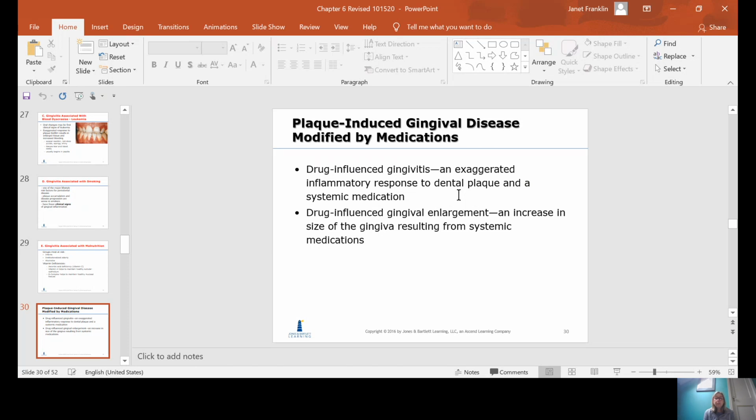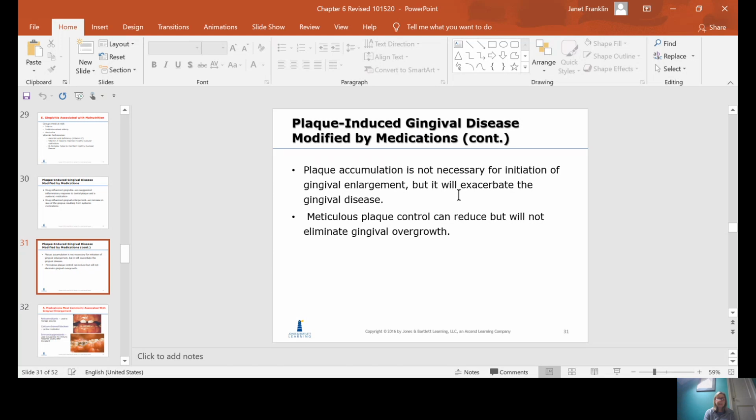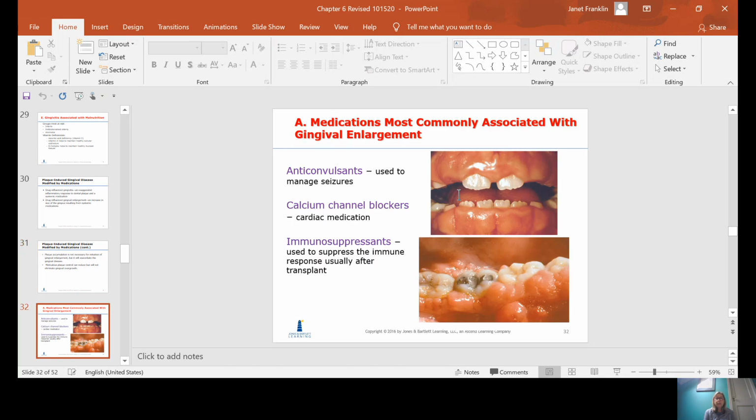Drug-induced gingival enlargement is an increase in the size of the gingiva resulting from systemic medications. Let me show you some examples of that. This is what gingival enlargement looks like. There are three main categories of medications that cause this. Anticonvulsants, which are used to manage seizures. Calcium channel blockers, a cardiac medication for high blood pressure. And immunosuppressants, which are used to suppress the immune system.